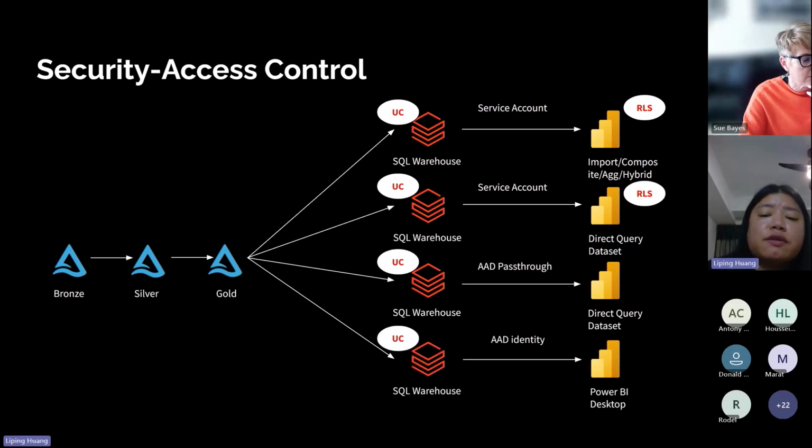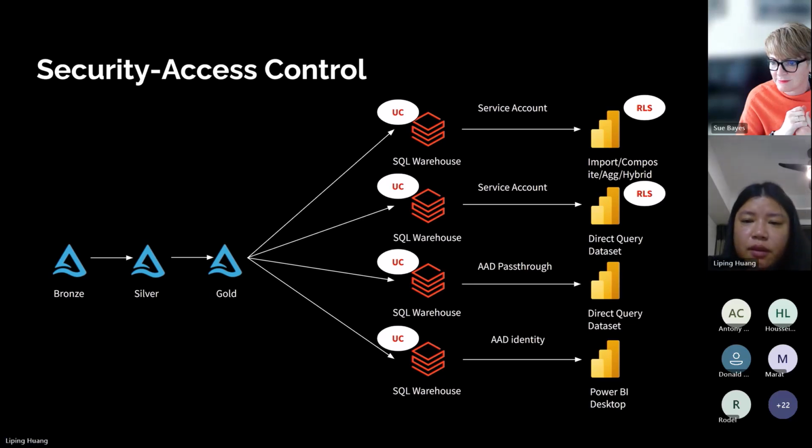The last bit is if you're a Power BI developer and you're using Desktop to build the semantic model, what happens is Power BI Desktop will send down your AAD identity to the SQL warehouse, and the SQL warehouse will check with Unity Catalog what data you have access to and return the data accordingly. So when you are developing, make sure you have proper access to the data. And then when you publish to the Power BI service, set up all of these previous patterns accordingly.